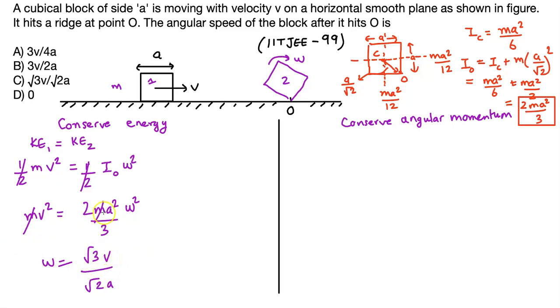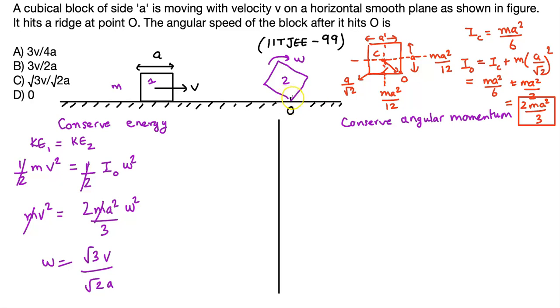Are we done? Because it looks like just conserving energy was enough to solve the problem. But I'm just curious to know what's going to happen if we conserve angular momentum. Because, technically, about the point O, there is no external torque, right? If this is our system, if this is the body that we are studying, there is going to be no external torque about the point O.